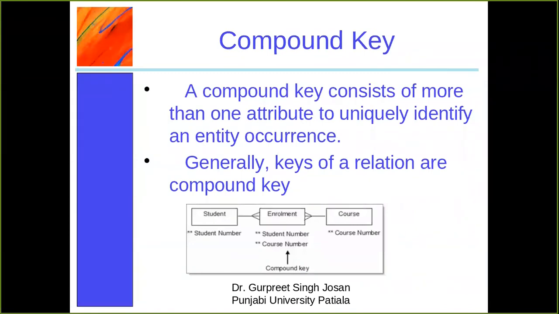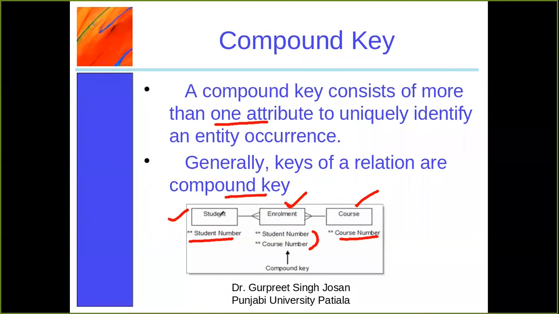Then keys can be compound. Compound means they consist of more than one attribute to uniquely identify an entity occurrence. So if more than one attribute is there, it is called a compound key. Generally keys of a relation are compound keys. For example, student and course are the two entities, and enrollment is a relation. Student has a unique key, student number, course has a unique key, course number, but to represent the relation we have to combine the keys.